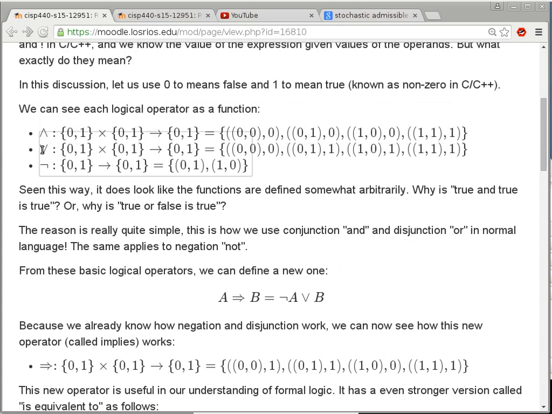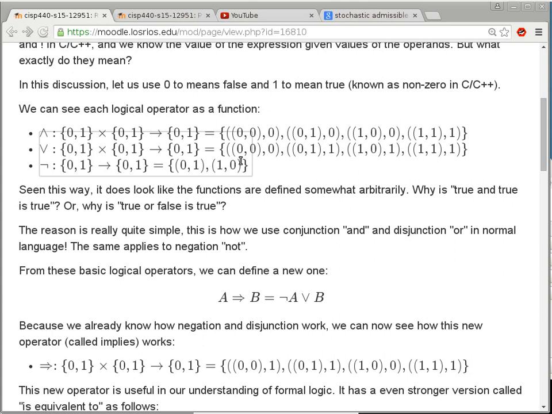And we can do the same thing with disjunction. The domain is still the set of all two tuples of zeros and ones, and the codomain is just 0 and 1. The only difference from conjunction is that 0, 1 maps to 1, and 1, 0 maps to 1. Negation can also be seen as a function, but this time it is not mapping a two tuple. It is just mapping true or false to true or false. It maps false to true, and true to false.